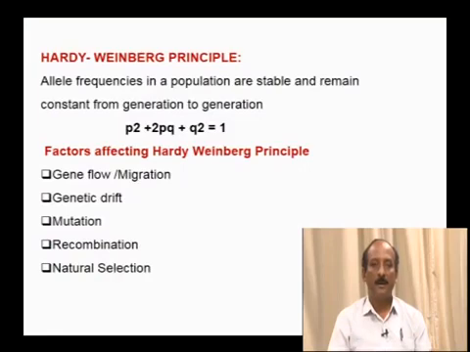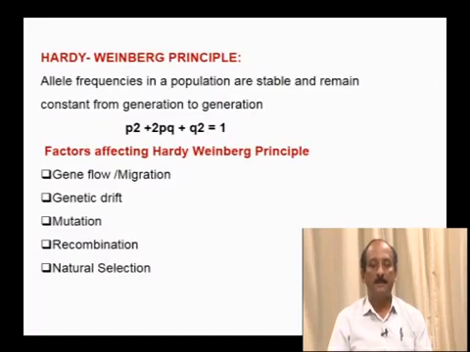According to the Hardy-Weinberg principle, the factors affecting it are gene flow or gene migration, genetic drift, mutation, recombination, and natural selection. When a set of a population migrates to new areas, they contribute their gene frequency to the other population, and it leads to change in allelic frequency.